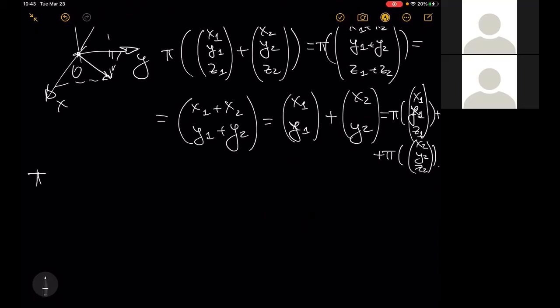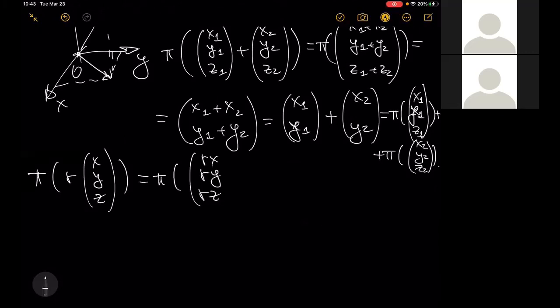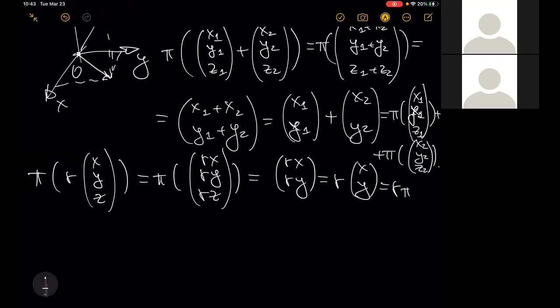And now R times x, y, z, Rx, Ry, Rz, Rx, Ry, so end of the proof that structure is preserved. Is it clear or not how to do this? Any questions?